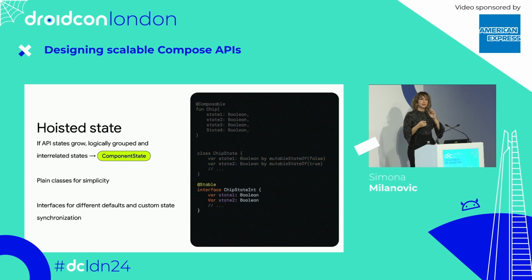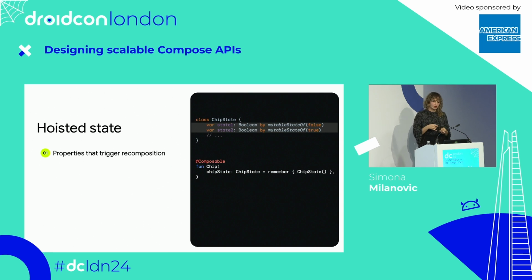However, if you're building for external usage or like a 3P library, then consider using interfaces, because this opens it up for you to provide a different default implementation and custom state synchronization if you need it.